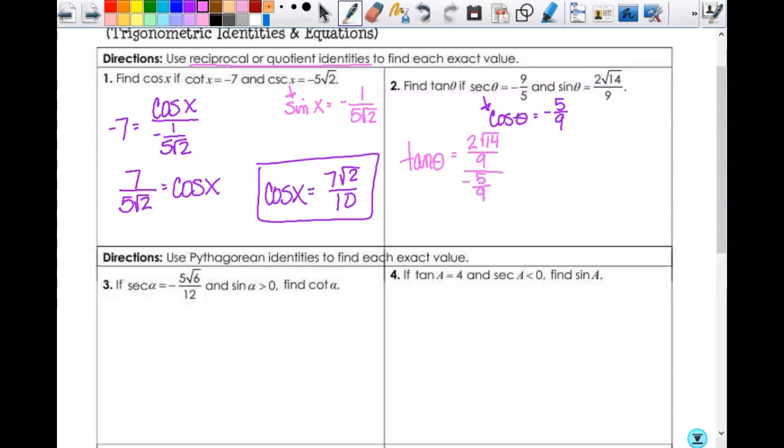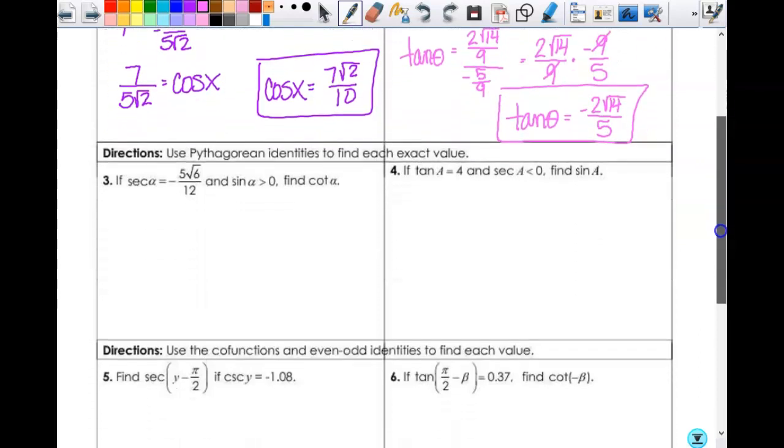Now I'm going to multiply by the reciprocal. I did not do that here because I wasn't trying to simplify this. I was just multiplying both sides. But here I have a fraction and a fraction, so I'm going to multiply by the reciprocal. That's 2 square root of 14 over 9 times negative 9 over 5. Those cancel out, and tangent theta is equal to negative 2 square root of 14 over 5.